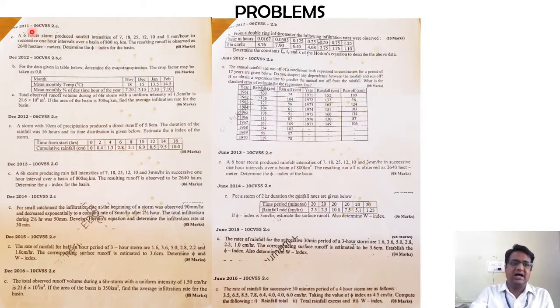So if I check out the first one, a 6-hour storm produced rainfall intensities of 7, 18, 25, 12, 10 and 3 millimeter per hour in successive 1 hour intervals over a basin of 8,800 kilometer squared. The resulting runoff is observed as 2640 hectare meter. Determine phi index for the basin.